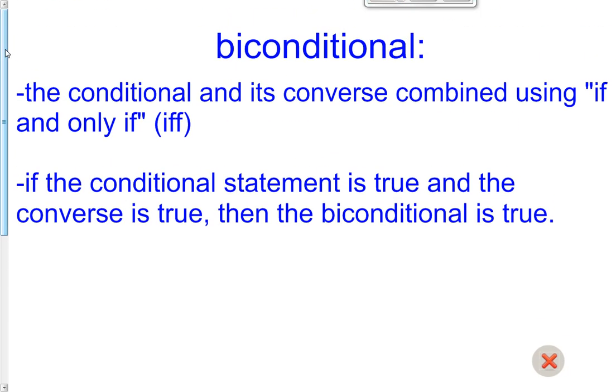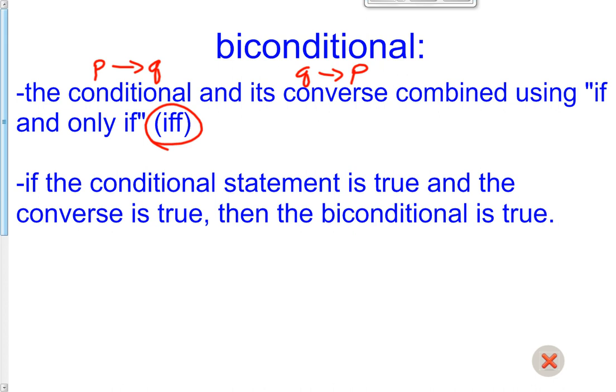So you can write this down in your notes. The biconditional statement is the conditional statement and its converse combined using if and only if. A conditional statement is written in if-then form, usually symbolized as if P, then Q. The converse is the opposite order, if Q, then P. A biconditional combines these two with the words if and only if, abbreviated IFF. This is not a misspelling. If and only if is abbreviated IFF in mathematics.